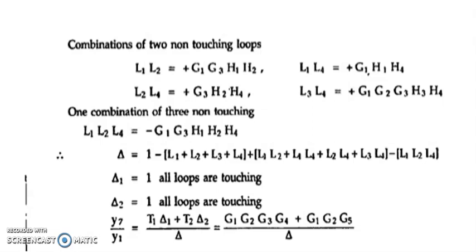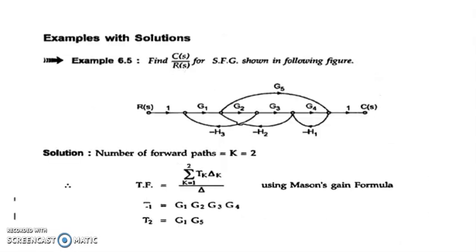Using this, you calculate delta. Then if you want to find delta 1, it is equal to 1 as all loops are touching, and if you want to find delta 2, all loops are touching as well, so you can find the overall transfer function. Take another example. In this particular example, we have two forward paths, G1, G2, G3 and G4, and G1 and G5, and the transfer function is the summation from k equal to 1 to 2 of Tk delta k by delta.